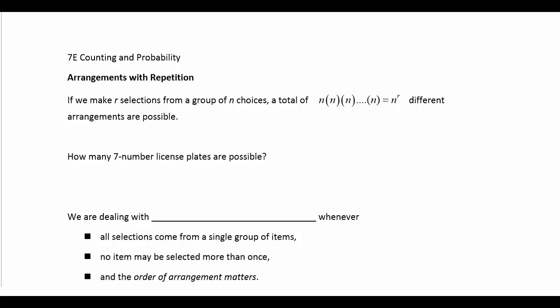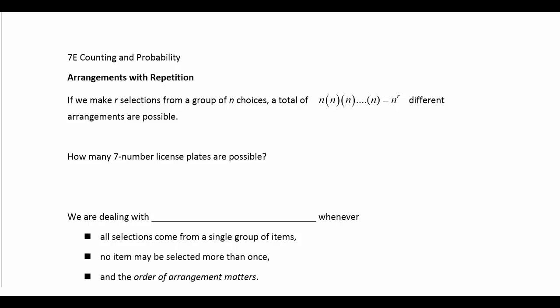All right, so we're going to continue our journey into the world of probability by looking at counting properties and some rules associated with it. The first task is to deal with arrangements that have some sort of repetition in it. So the rule here is if I've got R selections, each with n choices, then the total number of possibilities is n to the R power.